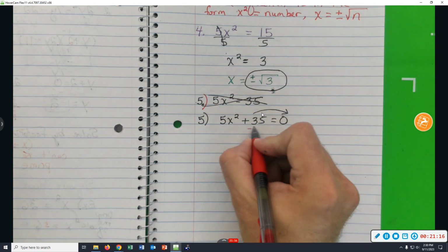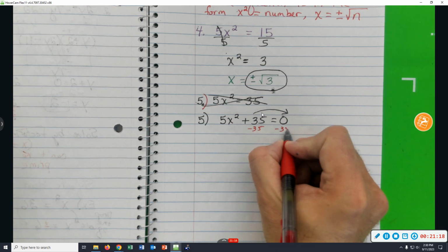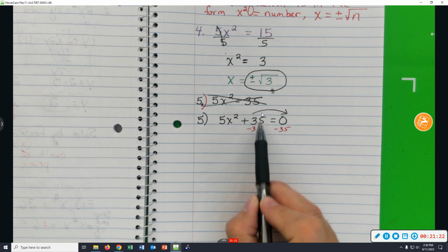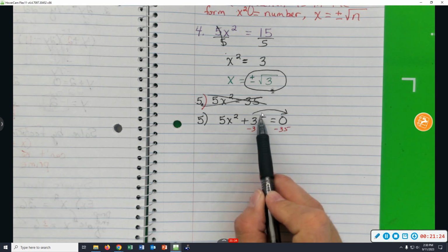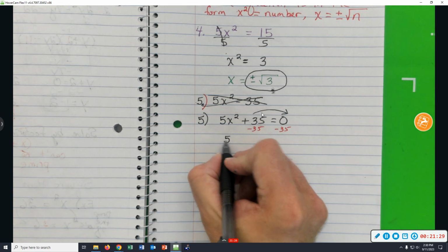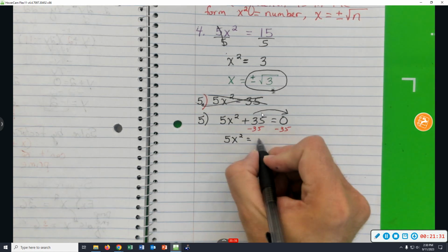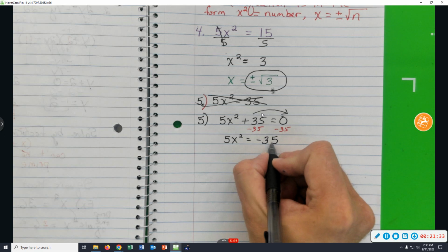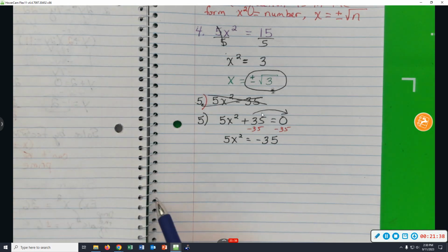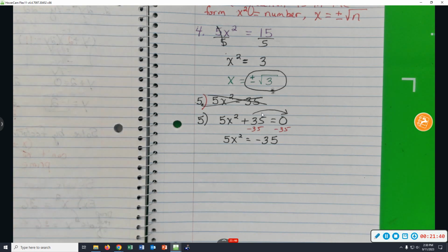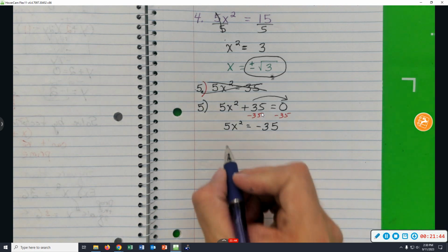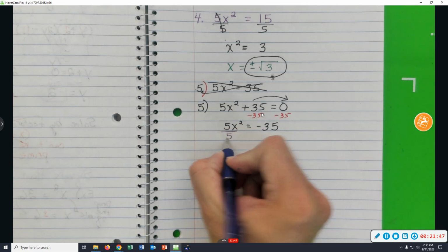Very good. I think the last time I mentioned that sometimes instead of saying minus minus, I'll just do these little arrows. Okay, subtracting 35 from each side. So we'd have 5x squared equals negative 35. Now is it similar to number 4? Oh yeah, what am I going to do to get it in the form x squared equals a number? Divide by 5.